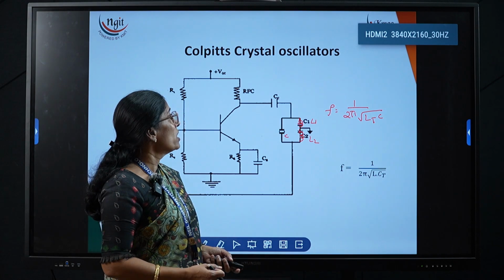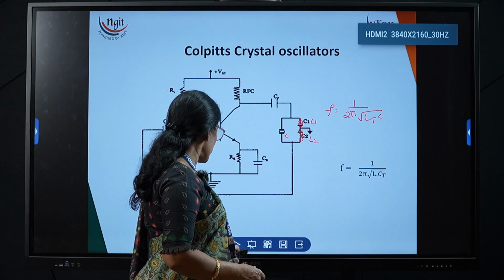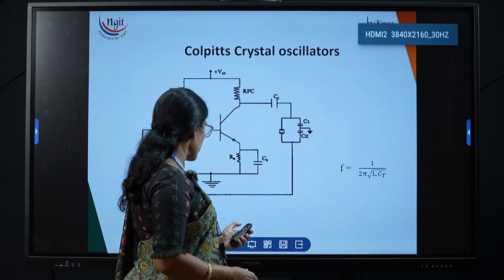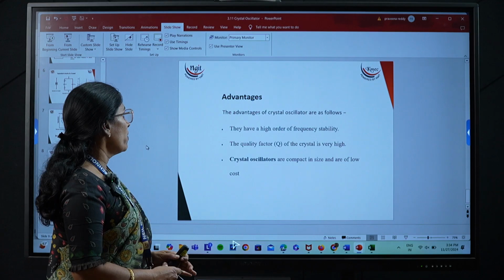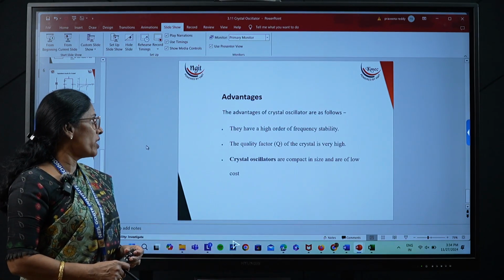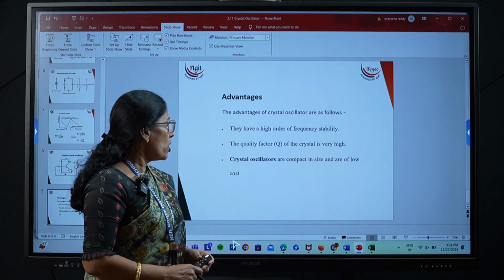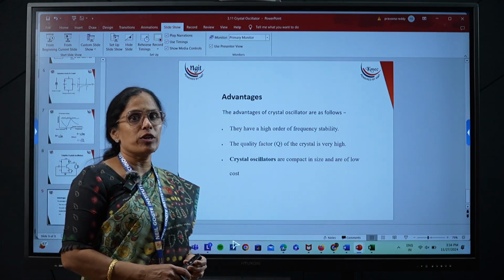Now this is about the crystal oscillator. What are the advantages of the crystal oscillator? The crystals have a high order of frequency stability, and the quality factor of the crystal is very high. Crystal oscillators are also compact in size and low in cost. So these are the advantages of crystals.